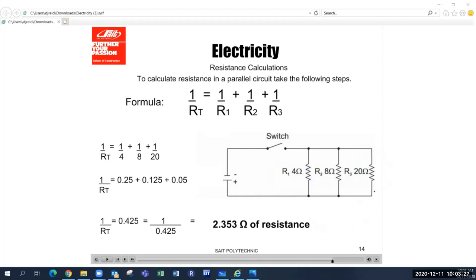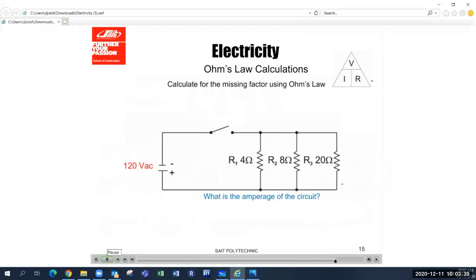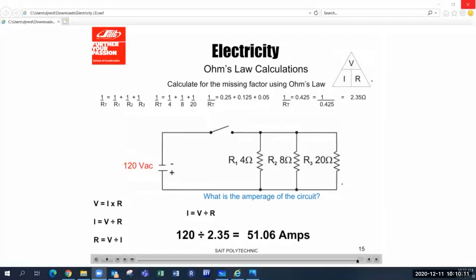Okay, let me just clear that drawing and we will continue. This slide will show us using Ohm's law how to calculate for the missing factor in a parallel circuit. So the question being posed is, what is the amperage of this circuit? I'll give you a couple of minutes to try and calculate the amps of this circuit. So again, this is how we calculate for a series, or excuse me, a parallel circuit. Thanks, Christian, for that.